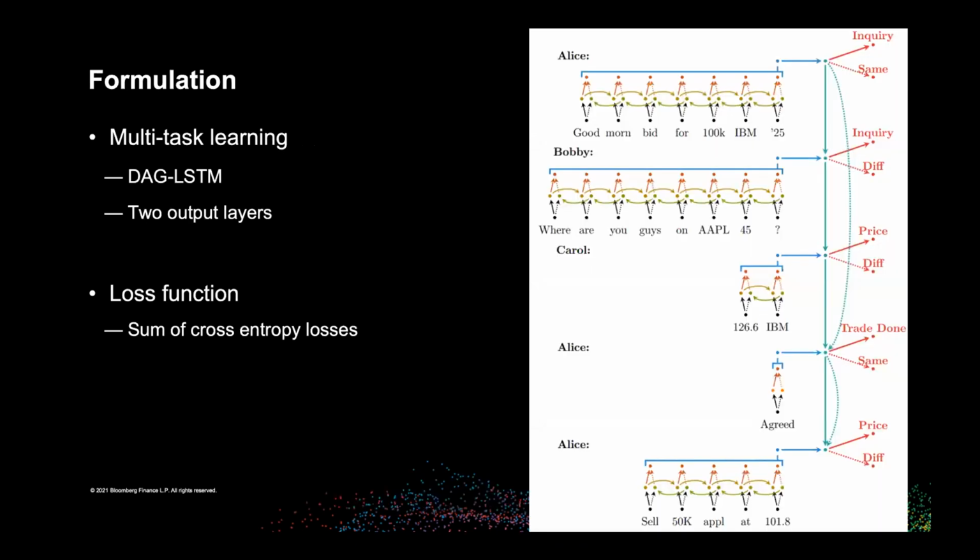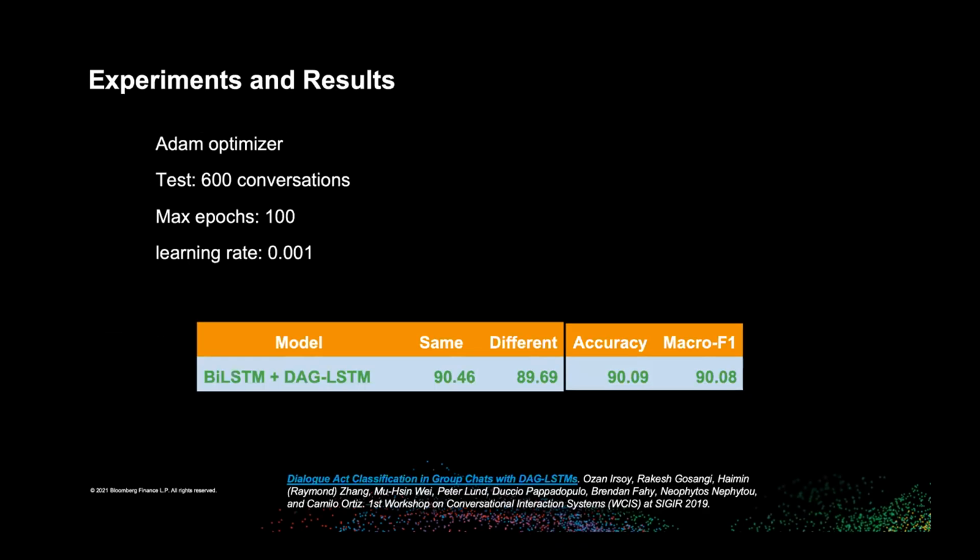Now, the model that the team used to build this was a multitask learning model, where it was the DAG-LSTM, bi-LSTM, DAG-LSTM in the previous example, but now there is another output, which is this thread change output. So whether this utterance begins a new thread or continues the previous one. And the loss function was the sum of the cross entropy losses. And so for this set of data, the bi-LSTM plus the DAG-LSTM achieved 90% accuracy on this conversational thread detangling.